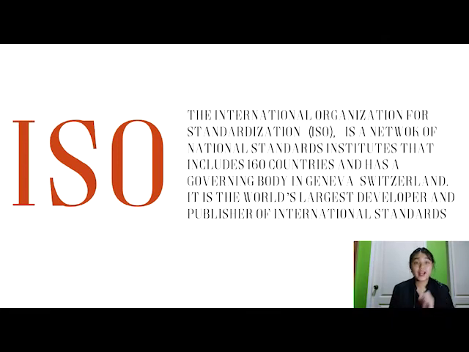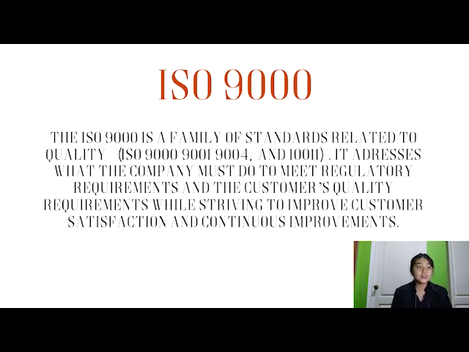First, let us define what ISO is. The International Organization for Standardization, ISO, is a network of national standards institutes that includes 160 countries and has a governing body in Geneva, Switzerland. It is the world's largest developer and publisher of international standards. ISO is an independent, non-governmental international organization that develops standards to ensure the quality, safety, and efficiency of products, services, and systems. ISO 9000 is a family of standards related to quality.